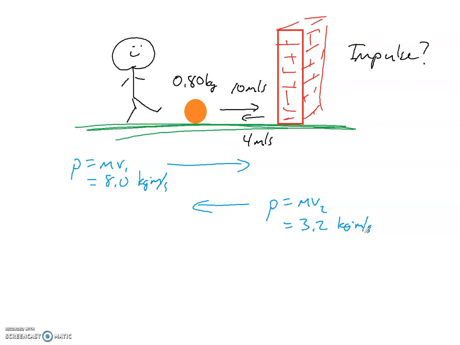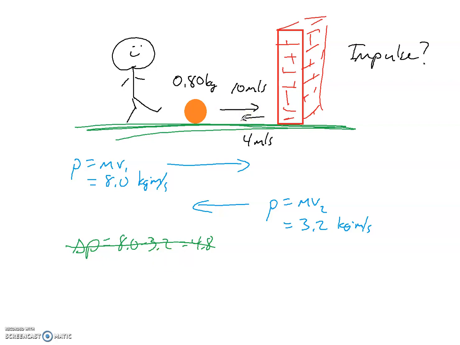Okay, so now I'm looking for the impulse for the ball when it hit the wall. Of course, impulse is change in momentum. And you might want to just do 8.0, take away 3.2, which is going to give you 4.8 for an impulse. But that would actually be wrong. The reason why that's wrong is because of the change in direction.